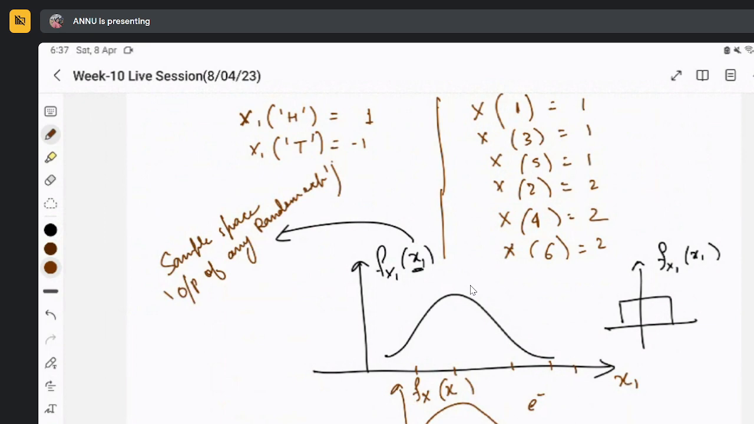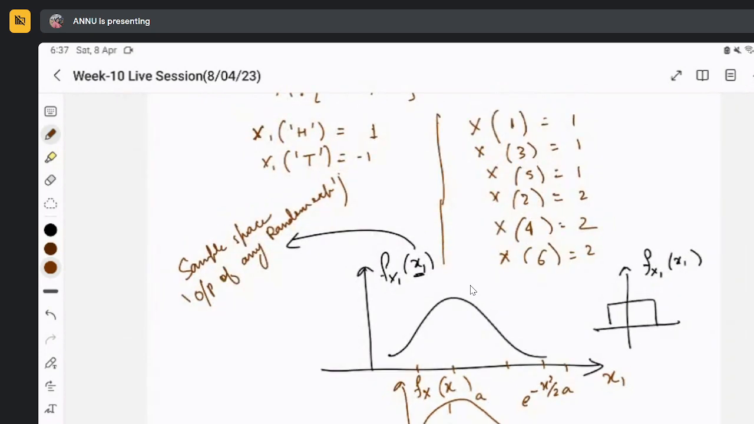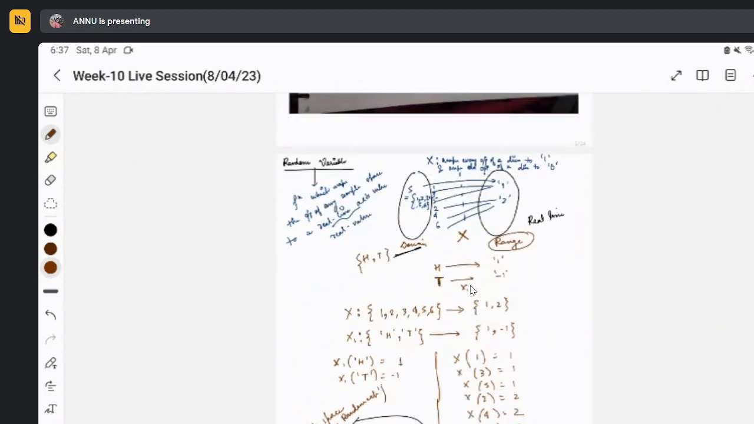So here x square by 2a, where a is the exponential component. So this is actually what is a random variable, and this is x1 and x is a random variable. Hope this is clear now.